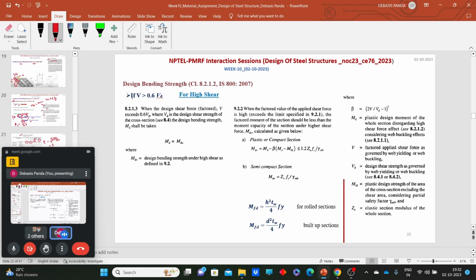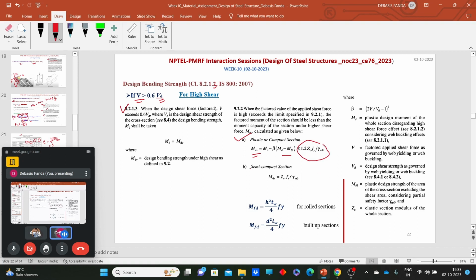Now if the design or factored shear force is more than 0.6 times the design shear capacity, then for these cases clause 8.2.1.3 applies. Here the clause says the design bending strength can be calculated for two cases. If we have a plastic or compact section, then the design bending strength can be calculated as MD minus beta times MD minus MFD, which should be less than or equal to 1.2 ZeFy by gamma m naught.